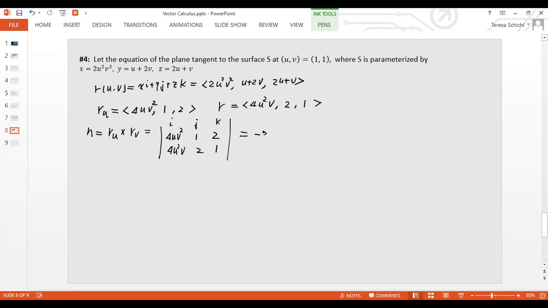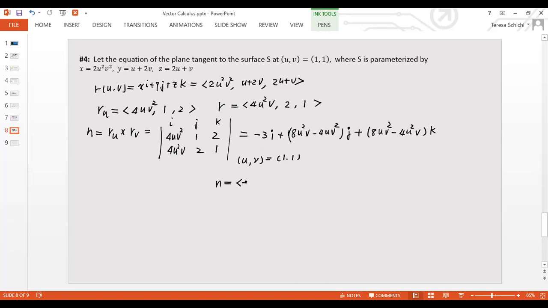So the final answer for this one is -3i, plus (4u squared minus 4uv) j... plus (8uv minus 4u squared) k, okay? Now, they give us (u, v) equal to (1, 1). So now I can find my normal vector. You just plug in 1, 1 here.